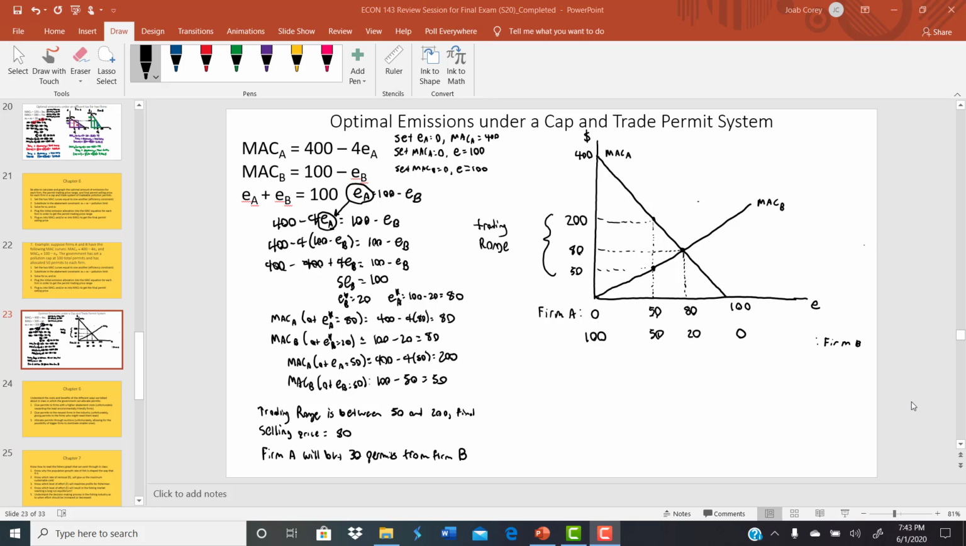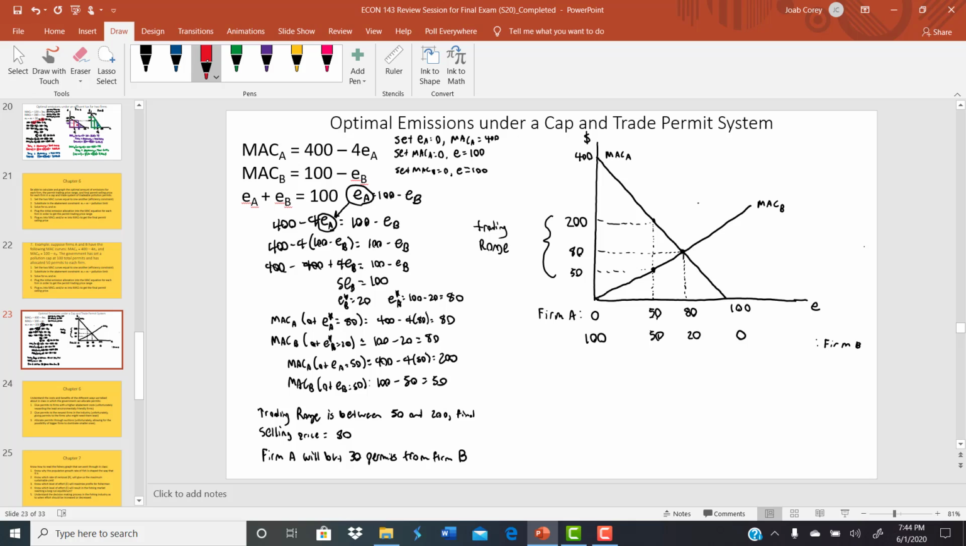So the last thing we need to do is figure out the costs for firm A, both before and after trade, as well as the cost for firm B, both before and after trade, to see how much they save by buying and selling permits. So we'll start out with firm A. We'll go ahead and do them in red here. So we'll start out with firm A here before trade.